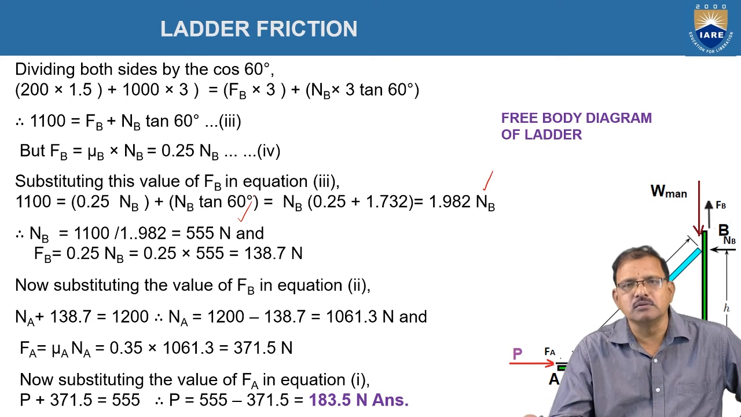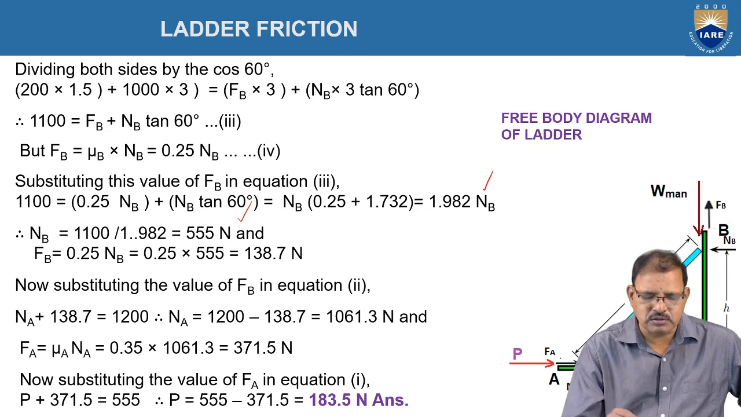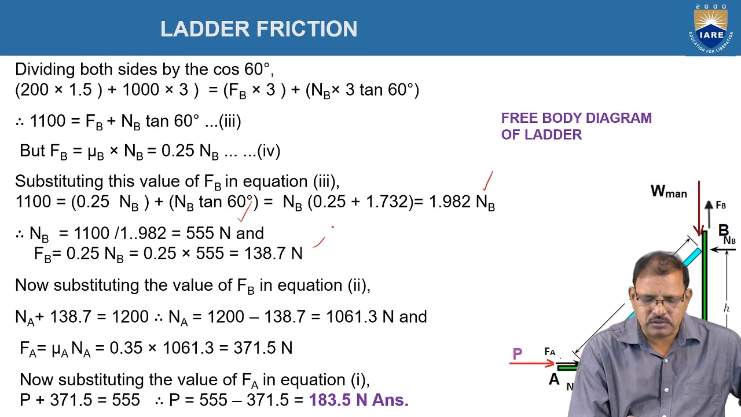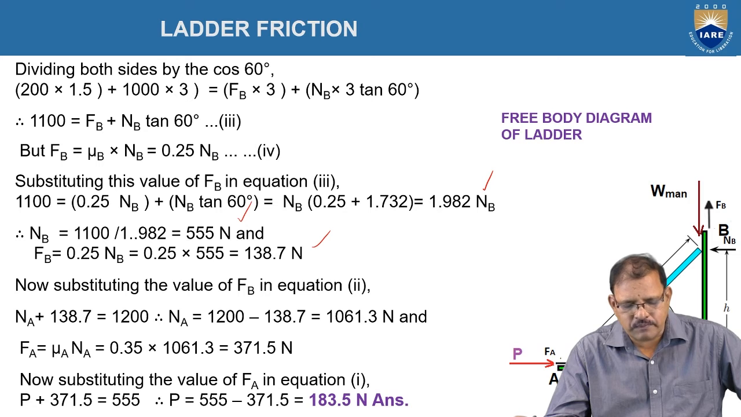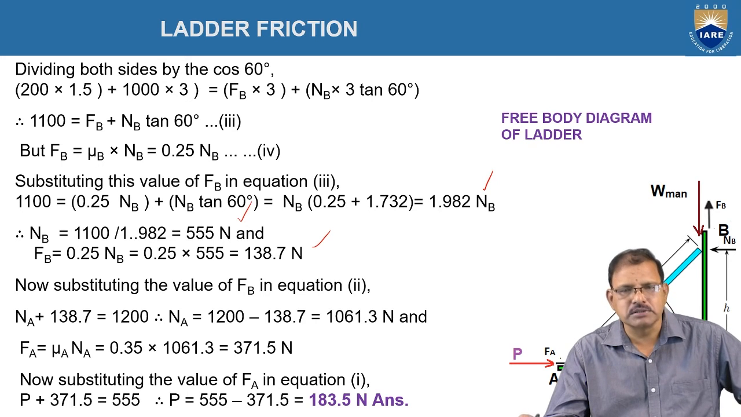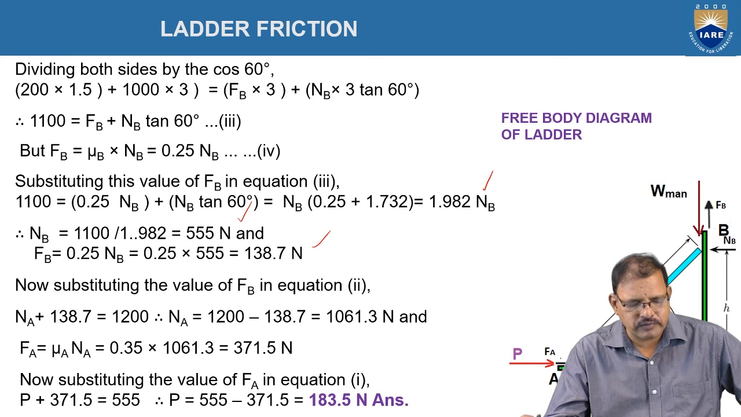Similarly, FB is equal to mu NB, 0.25 into NB, that is 0.25 into 555, which is equal to 138.7 newtons. Now substitute the value of FB in equation number 2. NA plus 138.7 equal to 1200, or NA is equal to 1200 minus 138.7, which is equal to 1061.3 newtons.